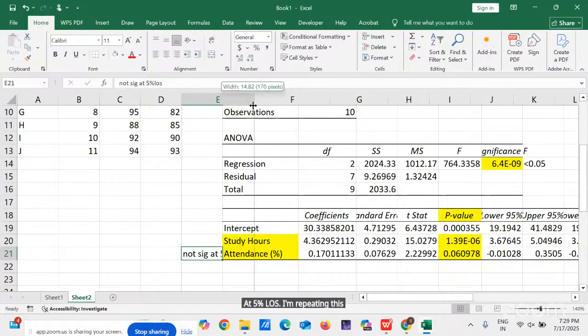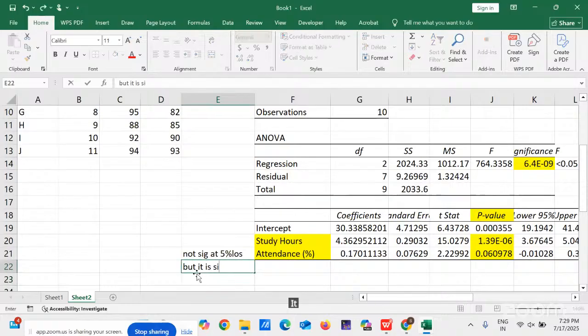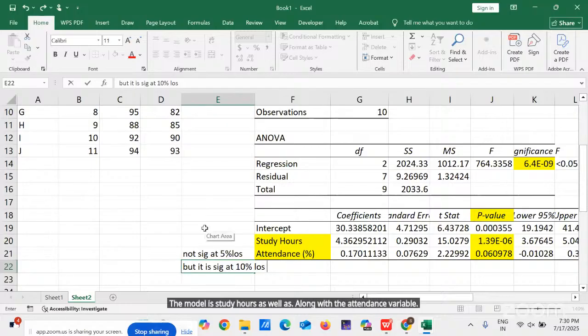I'm repeating this. Attendance is not significant at 5% LOS, but it is significant at 10% LOS, because we can use three values: 1%, 5%, and 10%. Standard is 5, but if it's somewhat close, in that case, you can go for 10% also. But if you want to stick to 5%, well and fine, not a problem. You have to say that at 5%, the significant model is only with study hours, but at 10% significance, the model is study hours as well as the attendance variable. That would be the difference.